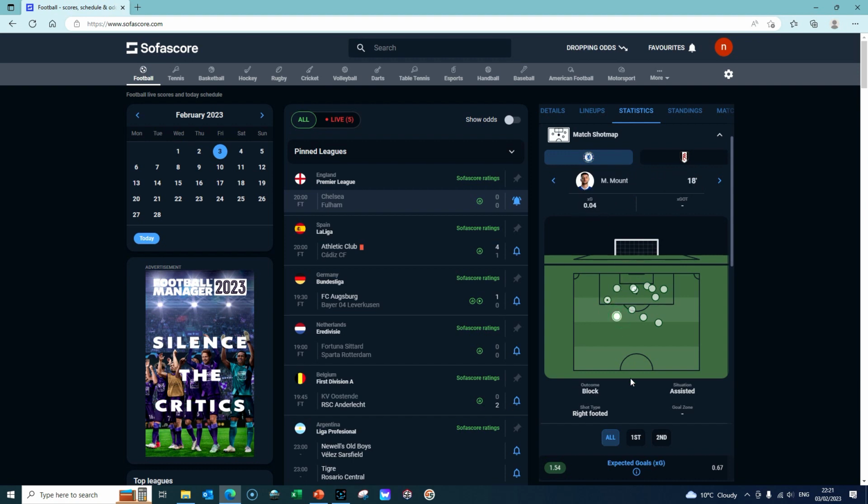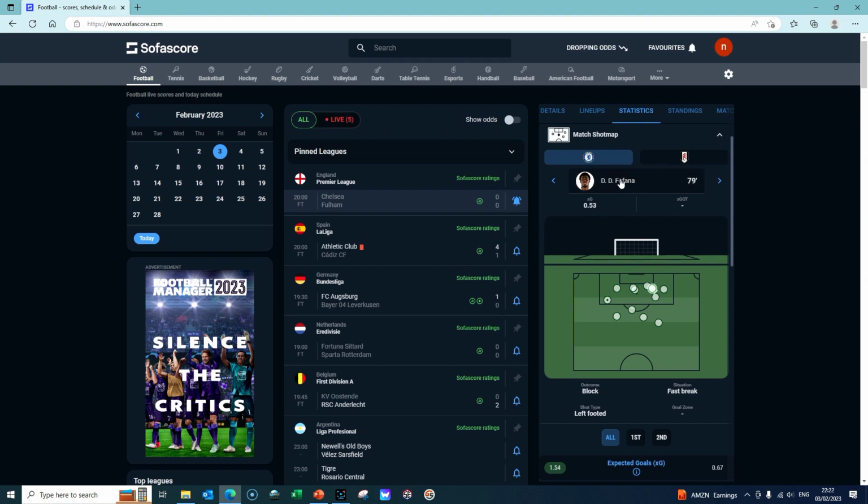Okay, let's look at this one first. This was taken by Mason Mount in the 18th minute. What they're saying here is it was a blocked shot, taken with the right foot, and it had a 4% chance of going in the goal from where it was. Take this one, Kai Havertz in the 33rd minute. That again was a left-footed shot, from a fast break. It missed, but they said there was a 10% chance of that becoming a goal.